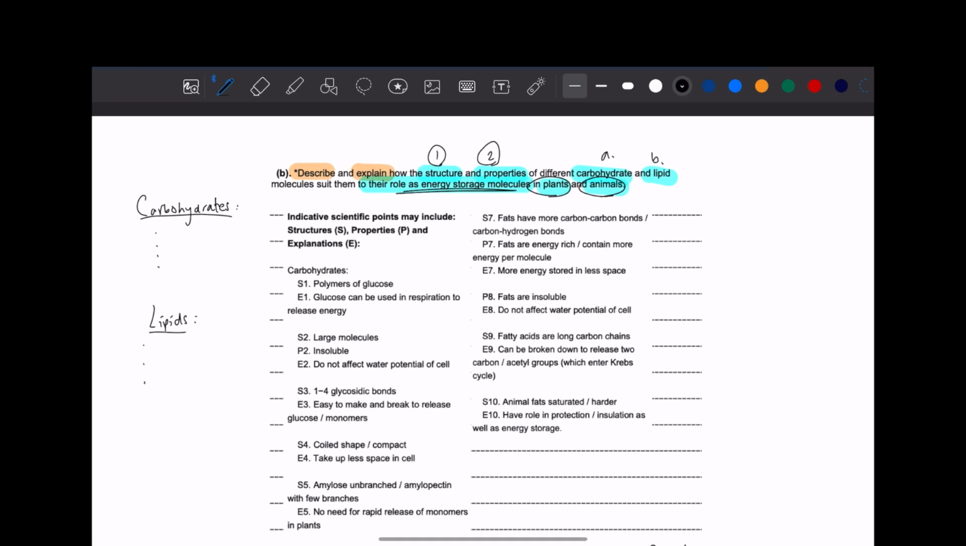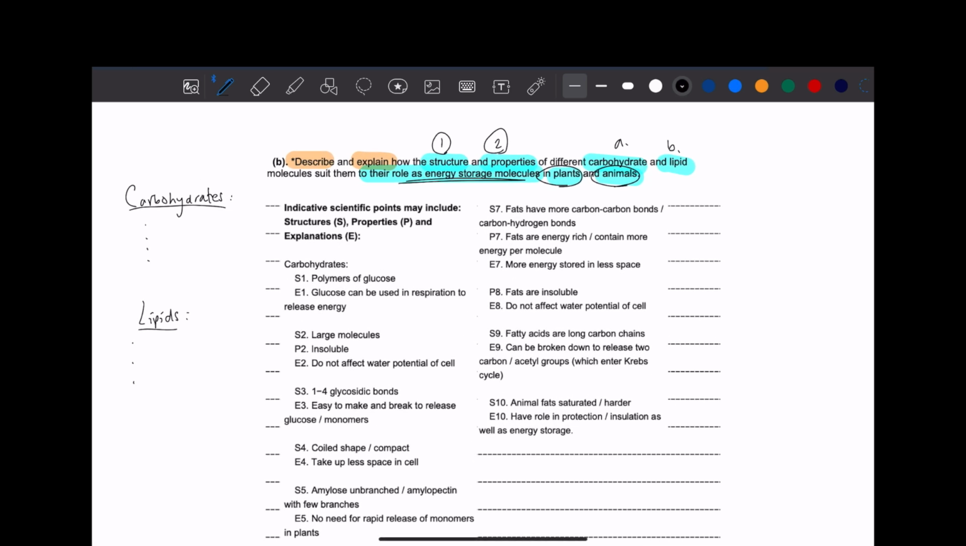Let's read the question first. Describe and explain how the structure and properties of different carbohydrates and lipid molecules suit them to their role as energy storage molecules in plants and animals. I had to put in the commas because it's just too much.